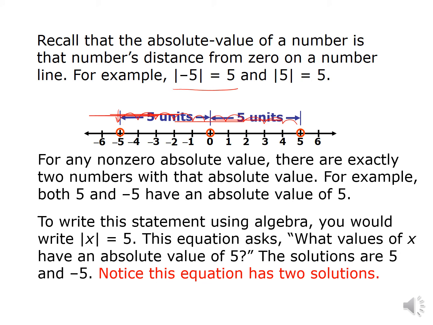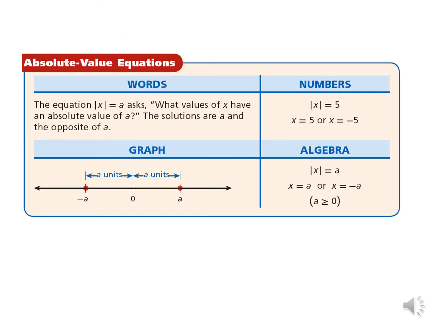To write this statement using algebra, you would write absolute value of x equals 5. This equation asks what values of x have an absolute value of 5. The solutions are 5 and negative 5. Notice that the equation has two solutions. And this is an algebraic way of saying it. First we have it with words, then we have it with numbers. When they replace the numbers with letters, that's algebraic, and then here's the graph.